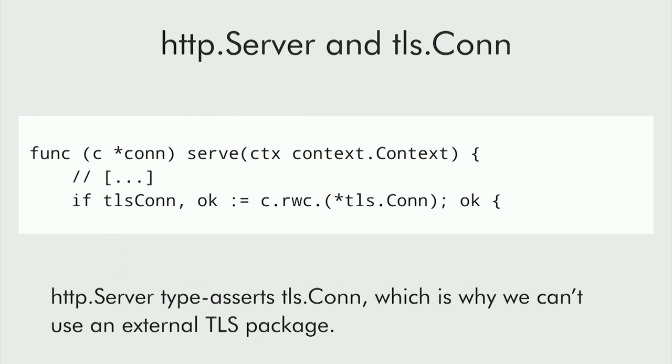Now, the last thing that is very interesting to look at in the HTTP implementation is how it couples with our TLS implementations from before. The HTTP codebase type asserts the TLS connection to do some special things when it's a TLS connection. And this is why we can't use an external TLS library, because it would fail that type assertion in the net/http stack.